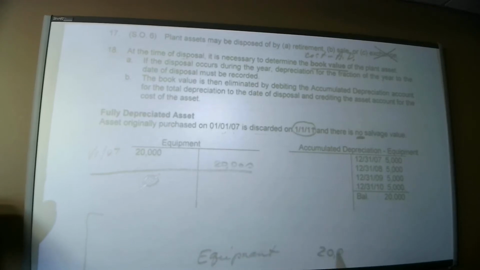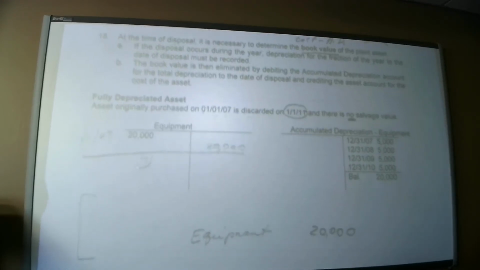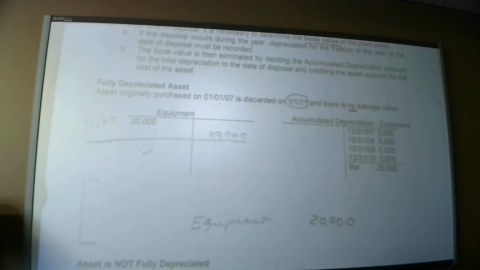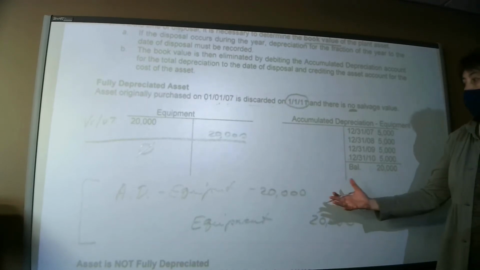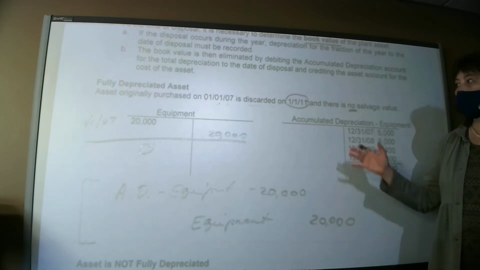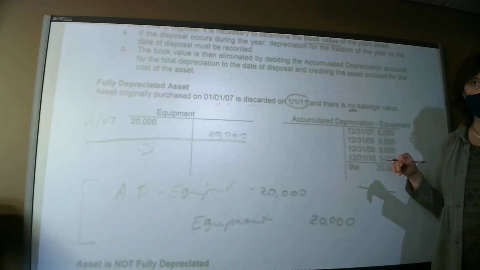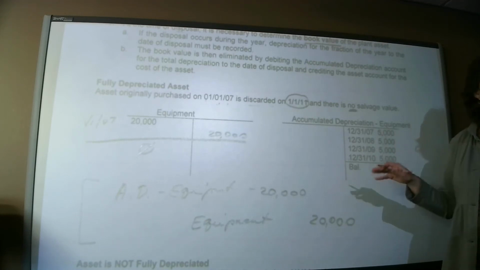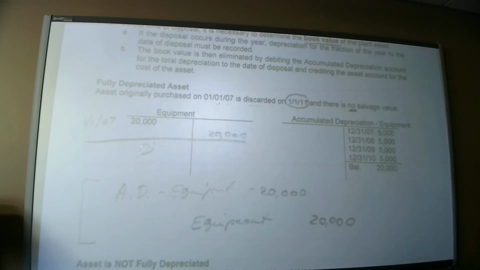for 20,000. And guess what I'm going to do with accumulated depreciation? Debit. And I'm going to debit accumulated depreciation for $20,000. And in this case, there's nothing else to do because it's not a sale, so we did not receive cash, and we don't have any salvage value, so there's no gain or loss. It's just a wash. You took the equipment off your books. Okay? Does this make sense? So this one is just all gone.